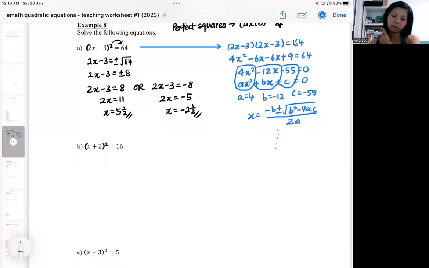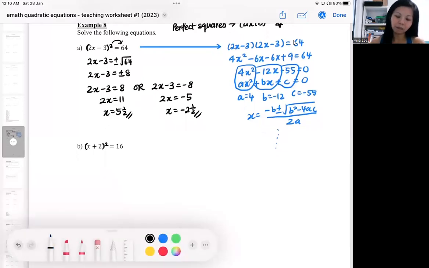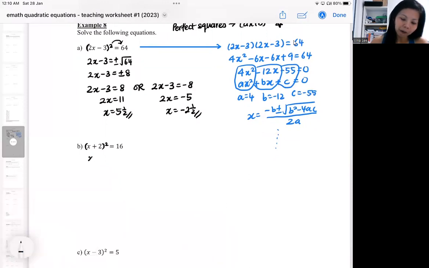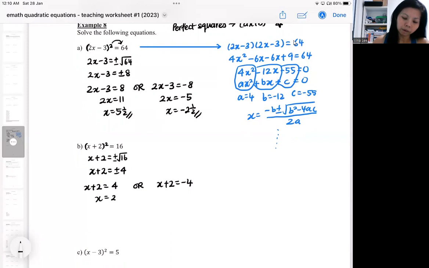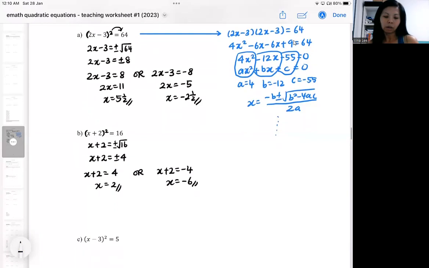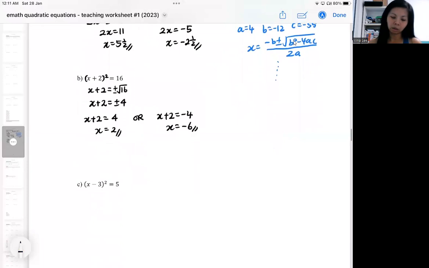So the idea is, when it is in a perfect square format, we can solve it without expanding out. We can solve it by taking square roots on both sides. You will get two possible answers: a positive 4 or a negative 4. From here, you can get the two respective answers. If you choose to expand, you should get the same answer. It wouldn't make sense to get a different answer. It's actually faster if you take a square root.